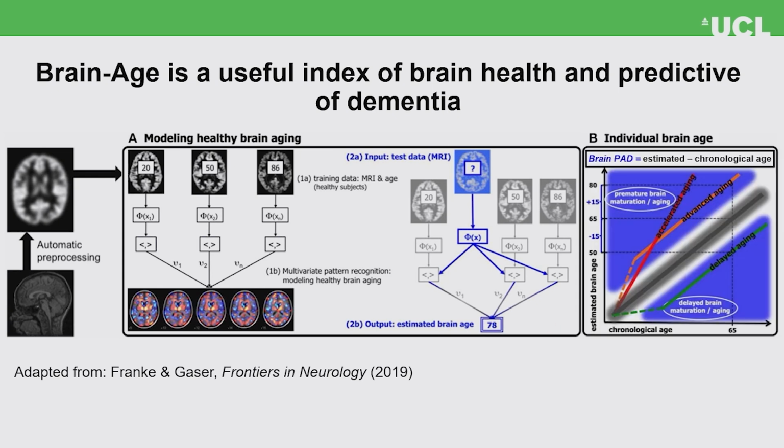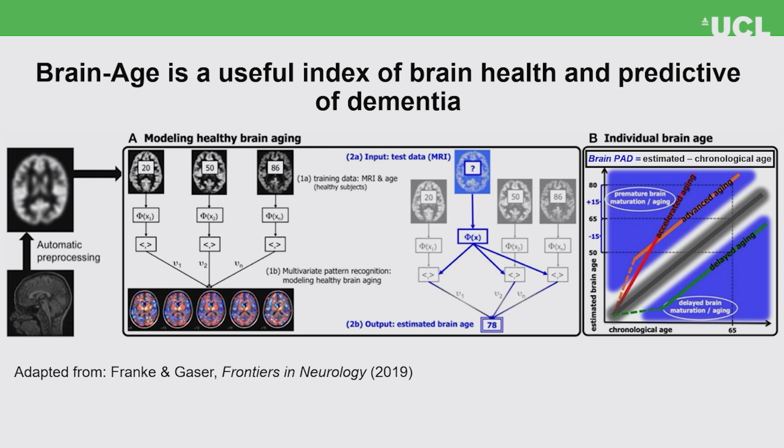Now, an important metric in brain age is known as the brain PAD, or the brain predicted age difference. This is the only abbreviation I'm going to mention, so you don't need to remember any others. But this is the difference between the estimated age and someone's chronological age.